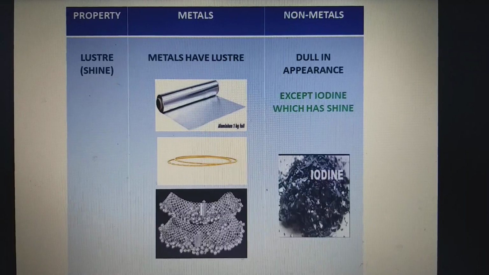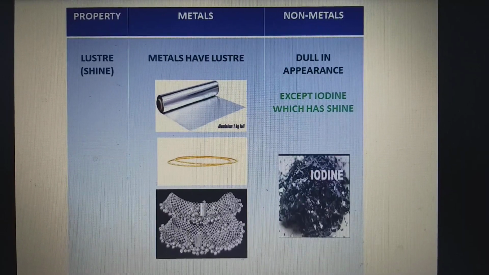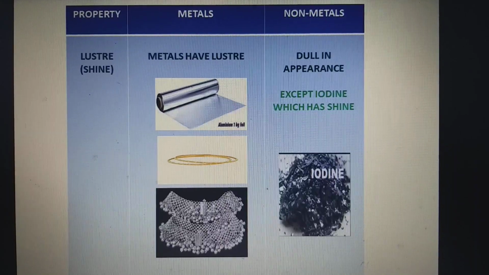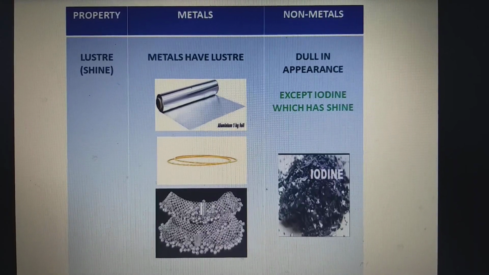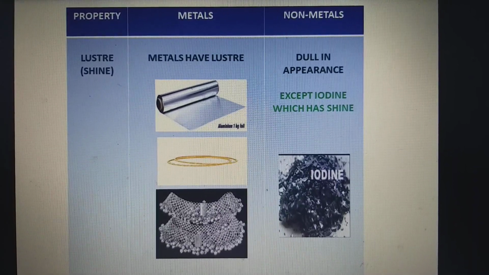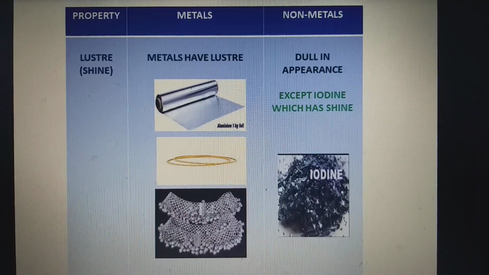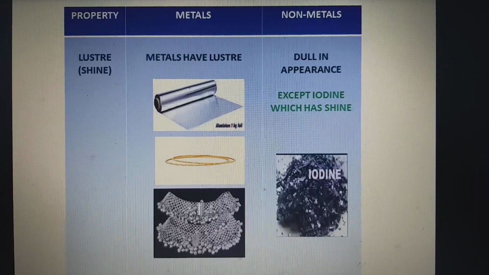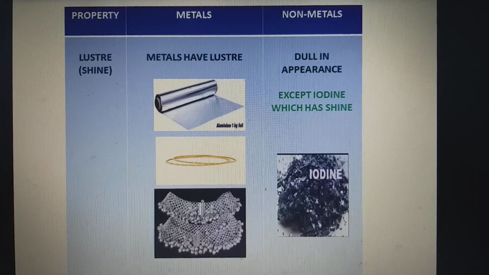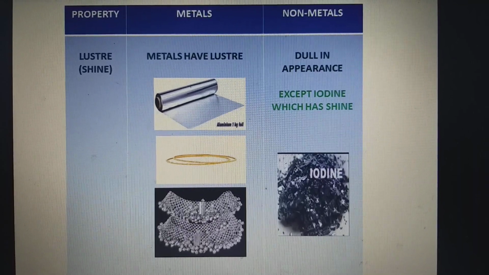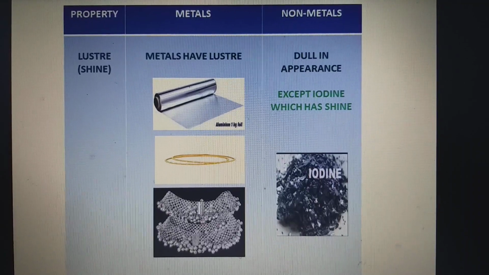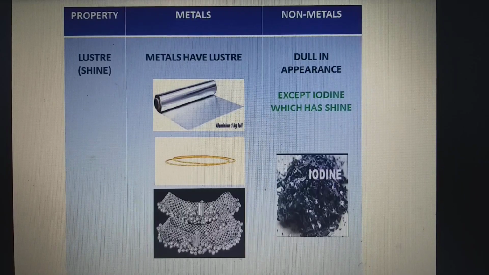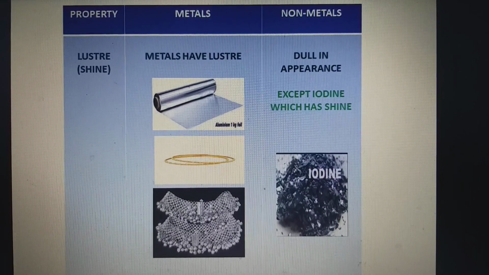Students, the term luster means shine. Metals have a luster. You have seen your parents wearing ornaments of gold and silver. They have a shine. The aluminium foil in which your mother wraps food is a metal and it has a shine. On the other hand, non-metals are dull in appearance except iodine, which has a shine. Students, you can see in the picture that iodine has shine.